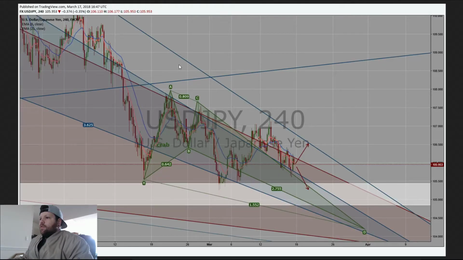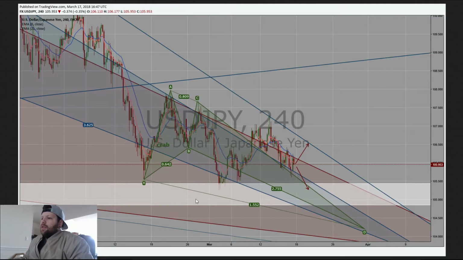Going to the 4-hour time frame, we have another crab pattern that completes before the crab pattern on the daily and before the Gartley on the weekly. So again, with this, we could see bullish momentum to at least retest this trend line before continuing down, or we could see just a bearish continuation through the zone and then retesting.